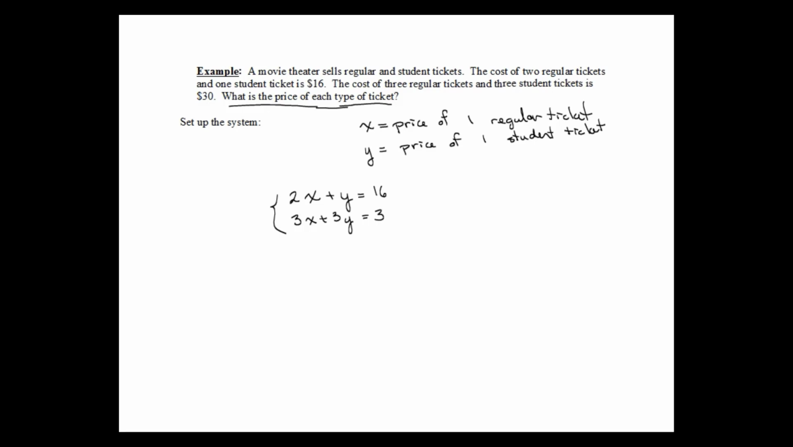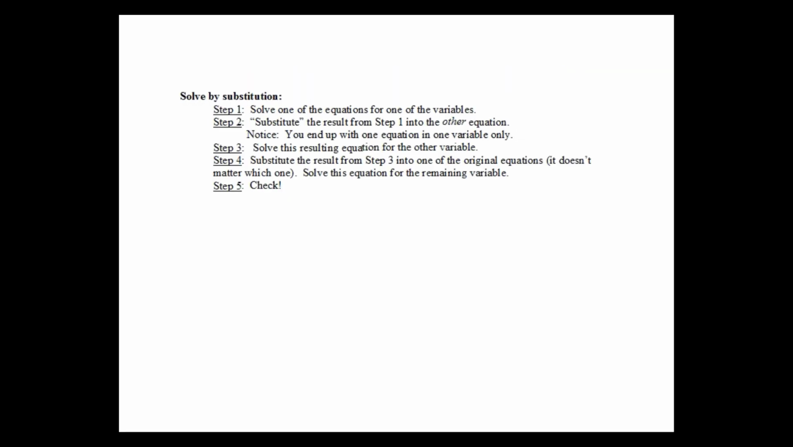And just for a review, we're going to go ahead and solve it both ways. We're going to solve it by substitution and elimination. You should have seen this in an earlier algebra class. To solve a system by substitution, we're going to first solve one of the equations for one of the variables. So if I start with this, here's my system.